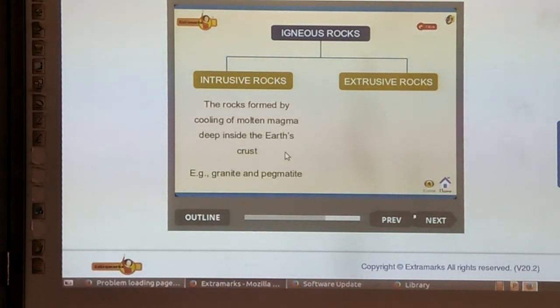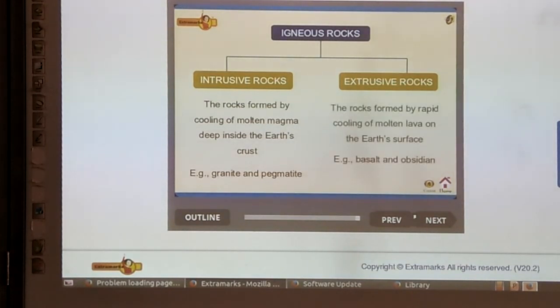Intrusive rocks. The rocks formed by the cooling of molten magma deep inside the crust of the Earth. Examples are granite and pegmatite. Extrusive rocks. These rocks are formed by the rapid cooling of molten lava on the surface of the Earth. Examples are basalt and obsidian. We will discuss each of them separately.